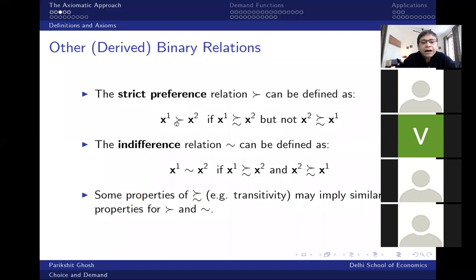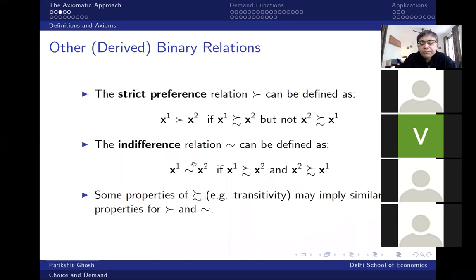This is how. When do we say a bundle is strictly preferred to another bundle? If x^1 is weakly preferred to x^2, but the opposite is not true, we'll say x^1 is strictly preferred to x^2, for obvious reasons. And if x^1 is weakly preferred to x^2 and x^2 is weakly preferred to x^1, then we'll say x^1 is indifferent to x^2; the consumer is indifferent between those. So the strict preference and indifference relations are also binary relations, which are defined through the weak preference relation.